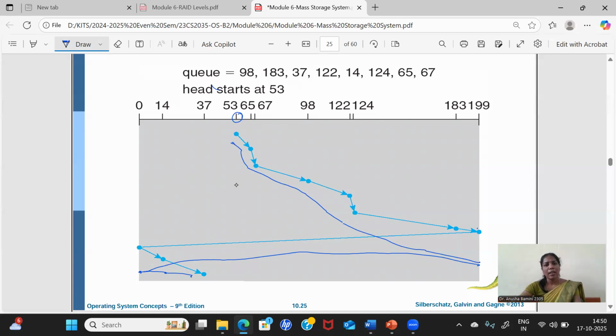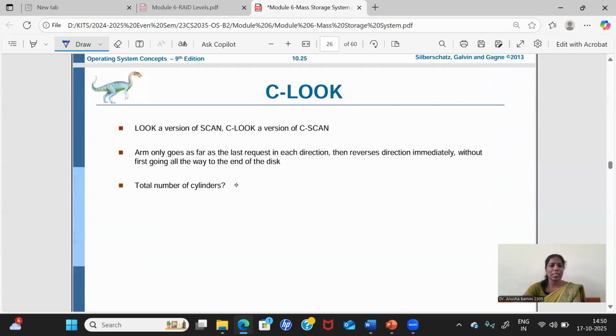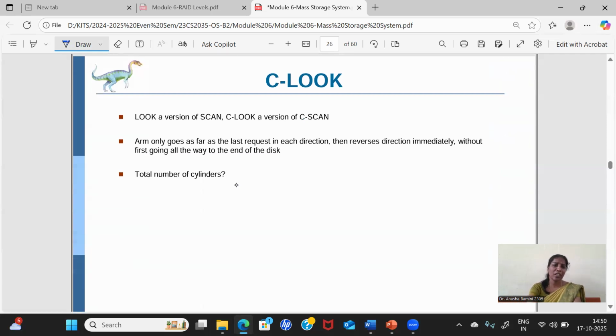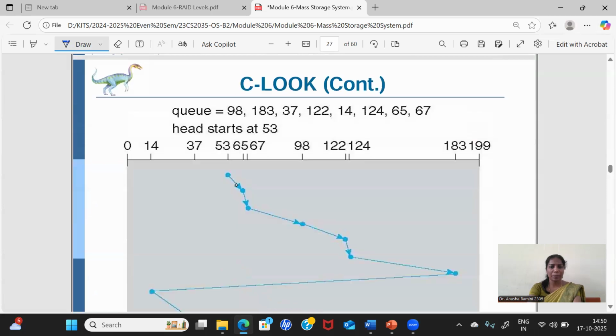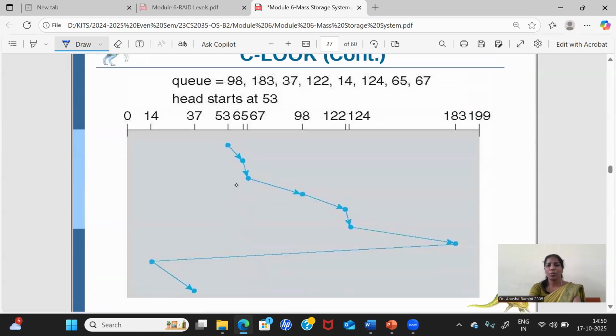Here also you do the same calculation: the difference between 53 minus 65, plus 65 minus 67, like that it goes on, and you will get some value that is called the number of cylinders traversed. And the last concept is C-look. C-look is a version of scan, like C-scan. But the concept here is it won't move to the starting as well as the ending. It only moves from the end of the requests to the start of the requests.